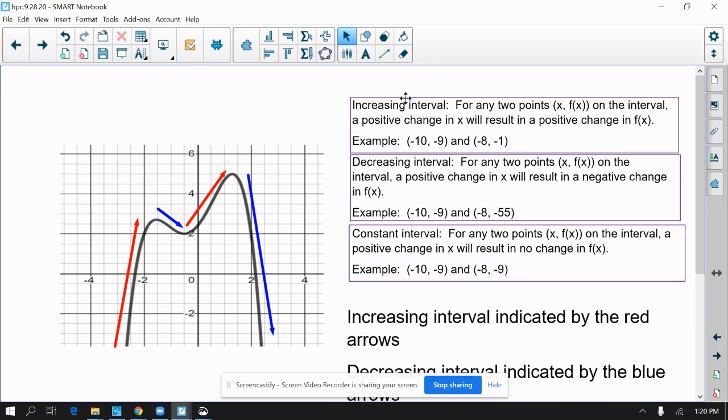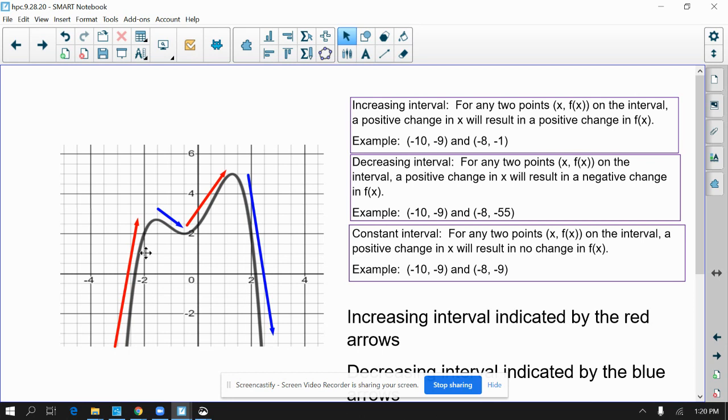So some quick definitions. This is pretty intuitive. An increasing interval: basically, if you read the graph from left to right, when is it going up? That's the increasing interval. Notice I said when. So your answers are in x values. So what are the x values that will produce the rising part of the graph? That would be the increasing interval.